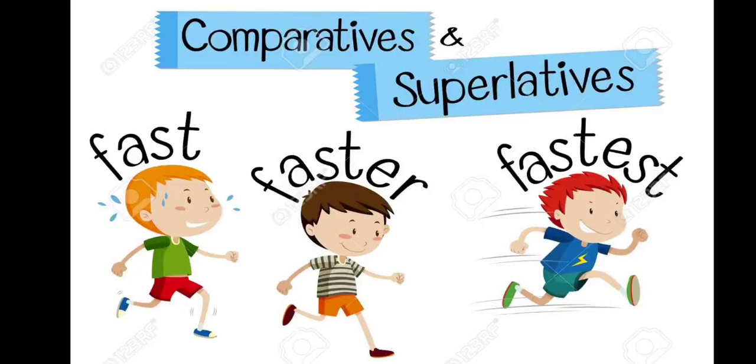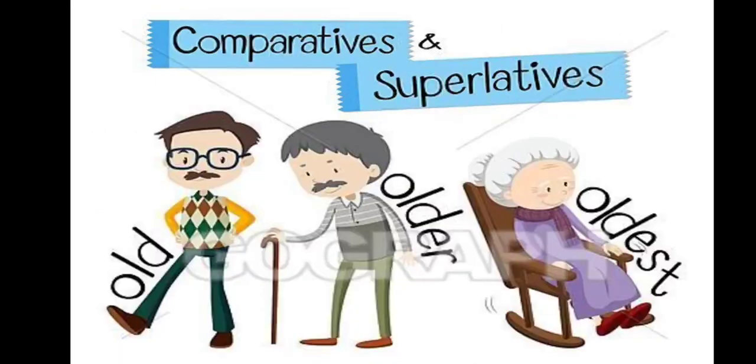Fast, faster, and fastest. And what did we learn? Superlatives. They take the comparison to a higher degree, and that is the third form, fastest. Okay. Again, some more examples. Old, older, oldest.